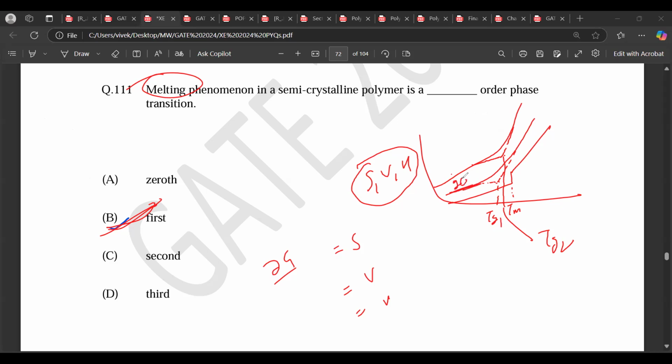Glassy will have higher entropy and higher enthalpy as compared to crystalline. These questions were asked in previous year GATE. I'm just trying to tell you that you can infer this from this graph only, right? And this Tg and every such question you can infer from the graph only.